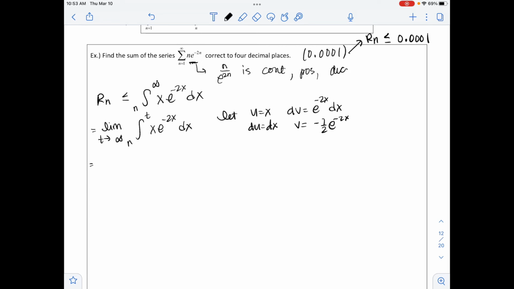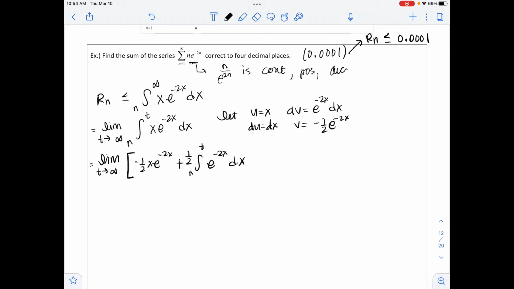So using parts to rewrite this, we have the limit as t approaches infinity of u times v, so we have negative 1/2 x e to the negative 2x minus the integral, which again is going from n to t, of v du, which is going to be negative 1/2. I'm going to go ahead and put that negative 1/2 in front of my integral, so this will be plus 1/2, and I have e to the negative 2x dx.